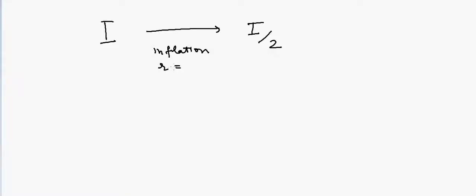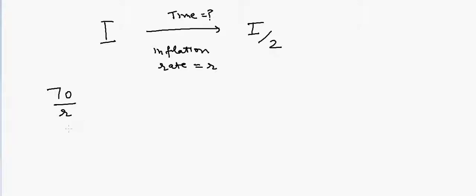So the inflation rate is equal to R, and you want to calculate how much time it will take. Your investment is becoming half because of the inflation, and the rate of inflation is R. So how much time should it take for your investment to become half? The simple trick to approximate the time is to take the number 70 and divide it by R.